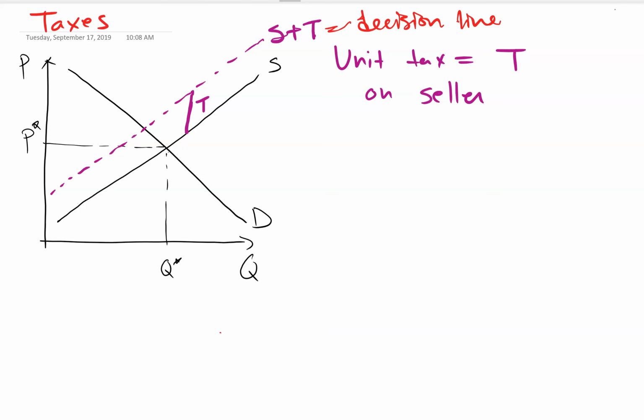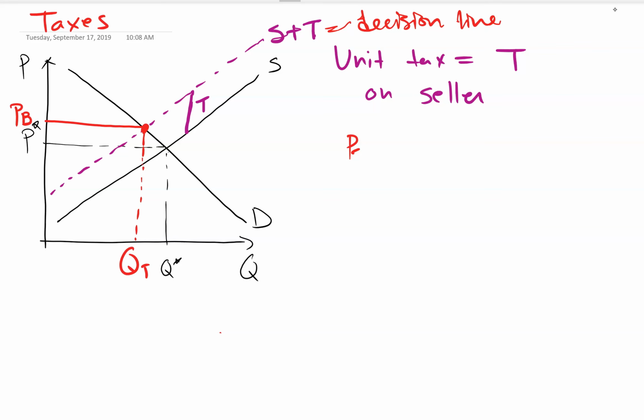Now, with this new decision line, they're only willing to sell if they can charge a higher price. So what happens? The point where this decision line intersects with demand is the new equilibrium. This will be our new quantity, and this is how much the buyers are going to have to pay. I'll call it PB.